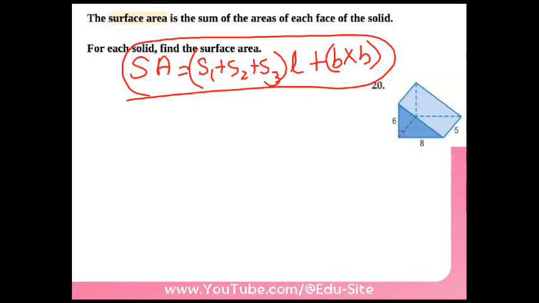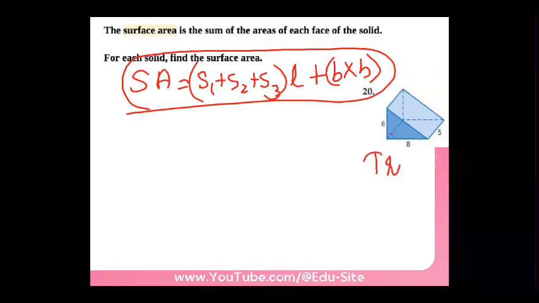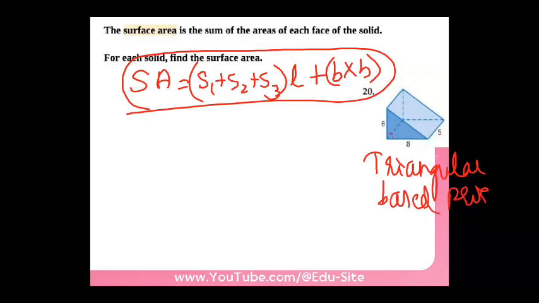Which type of prism is this? Please write it down. Is it a triangular based prism? Yes, triangular based prism. Understand the concept? Okay, beta. So what is not given? Please tell me, Aisha. There is something that is not given.